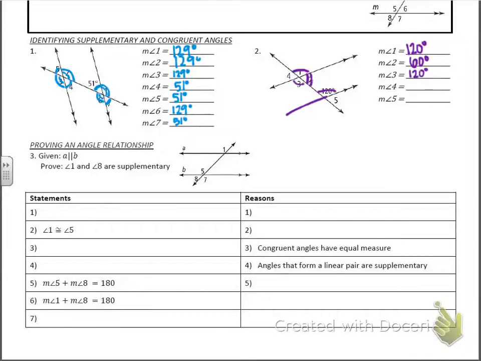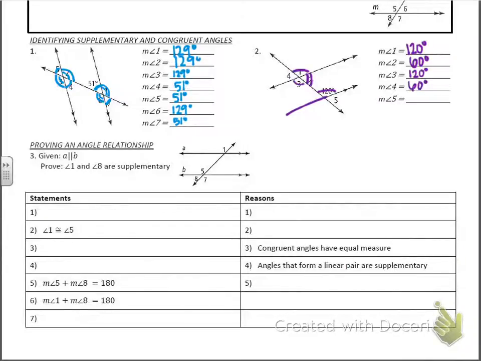This one and this one are alternate interior. These are vertical. Angle 4, what'd you get? 60. Mackenzie, why? There's a couple different reasons. This one, angle 4. You said 60, why?